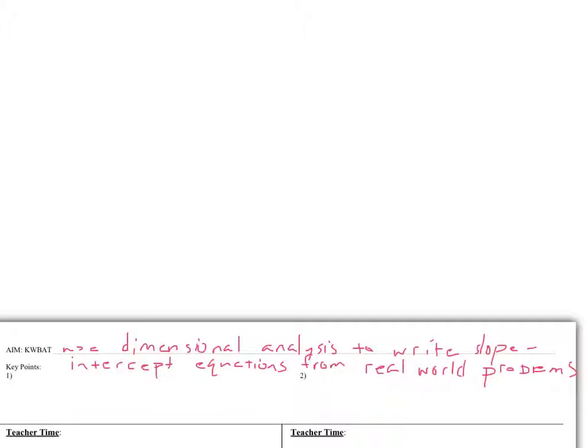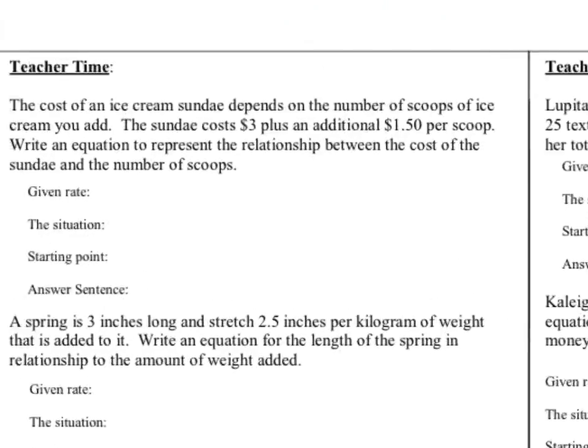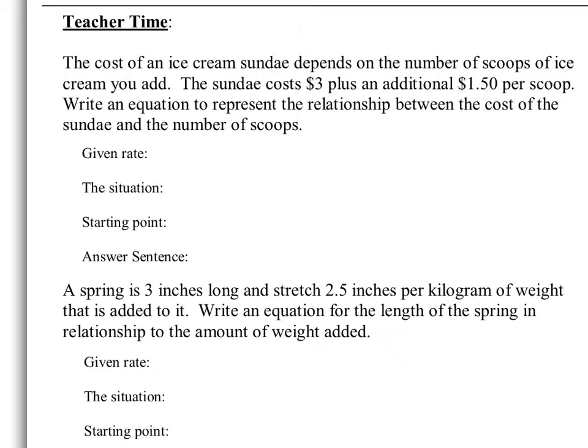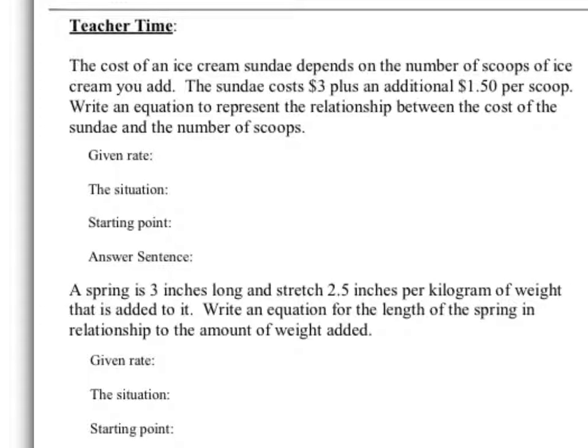So Kipsters will be able to use dimensional analysis to write slope-intercept equations from real-world problems. So what does this look like? Well, this looks a lot like what we did on Thursday, except on Thursday when we wrote slope-intercept equations, the problems that we had didn't have any y-intercepts. The problems that we're going to have today are going to have y-intercepts. And if we think about what a y-intercept is, it's realistically just our starting point. It's where it is on that y-axis when we have no x, when x is equal to 0.